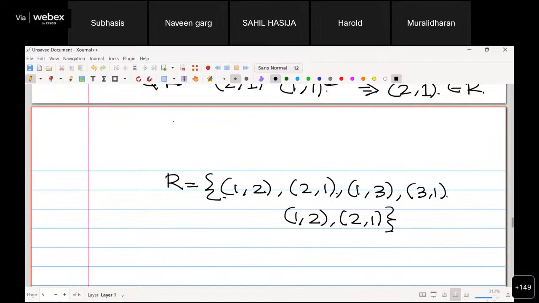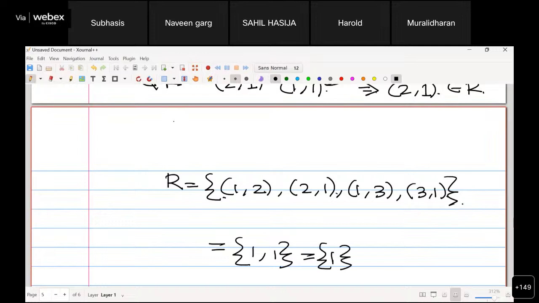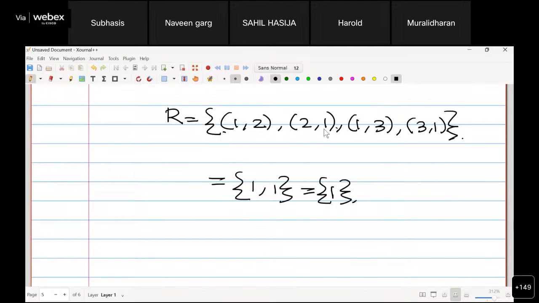It's fine, because in a set you can repeat, and this set is basically equal to this one. If you are repeating an element in a set, there is no point in counting it as more than a single element. So if you repeat it, it's not a problem. You can simply remove the repeating terms.